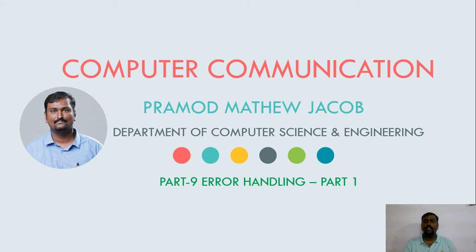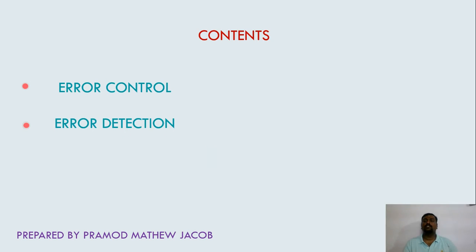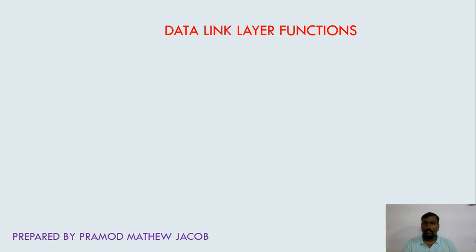Hi all, in this session we are going to learn about error handling mechanisms followed in the data link layer of a network model. The various error handling mechanisms include error control and error detection. The main functions of a data link layer are framing, flow control and error handling. In this session we will learn about how error is detected and how it is corrected.